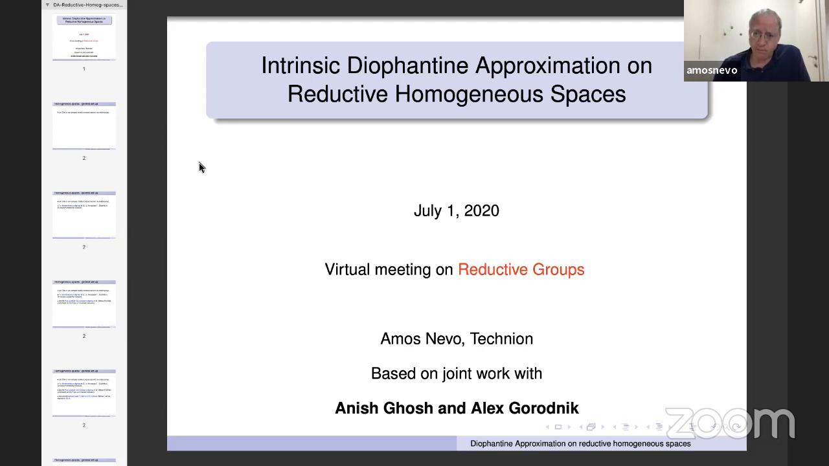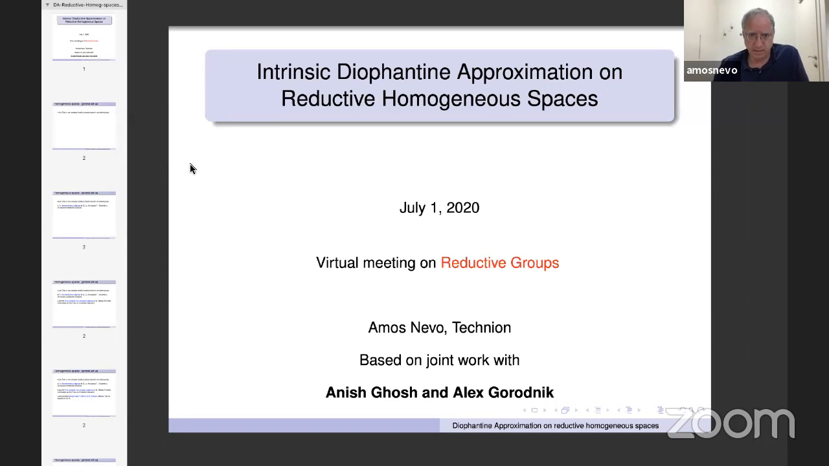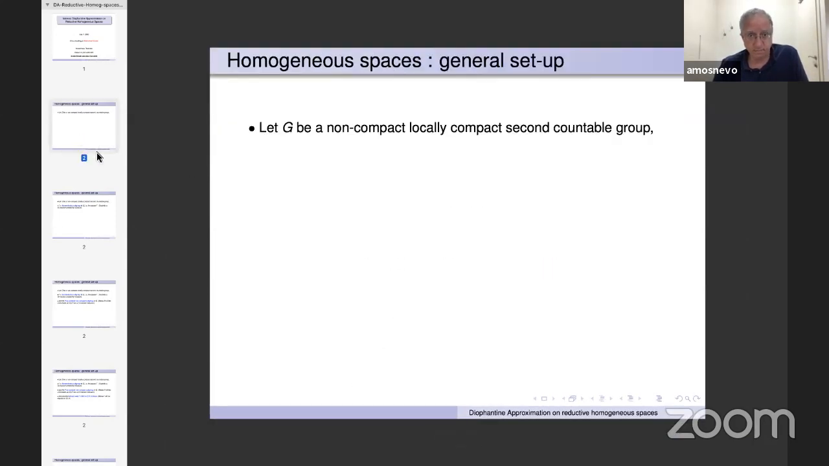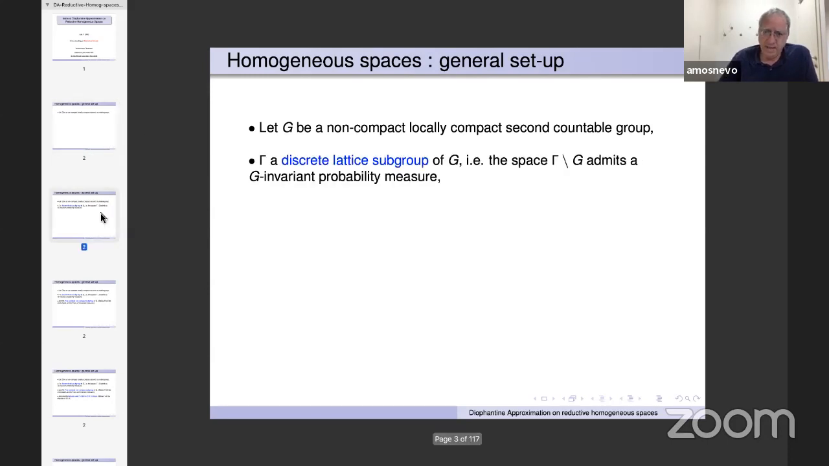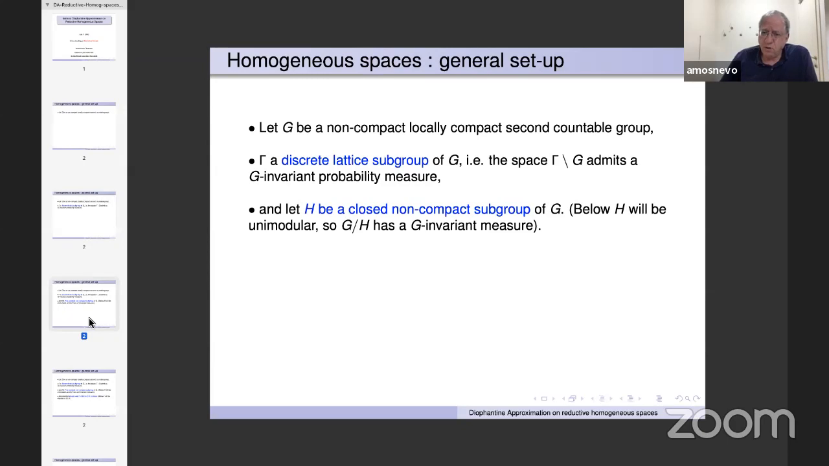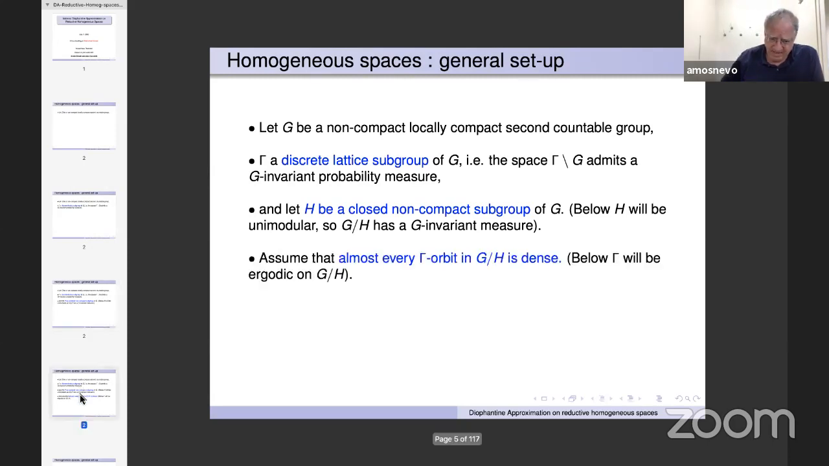So let's start by formulating the following problem. We're going to consider the general setup of homogeneous spaces. Let G be a non-compact, locally compact second countable group, and Γ a discrete lattice subgroup of G, so that the coset space G/Γ admits a G-invariant probability measure. This also means that G is unimodular. We let H be a closed non-compact subgroup of G, and below H will also be unimodular, so G/H has a G-invariant measure. This is not necessary, but we're not going to talk about the non-unimodular case in this talk. It involves a lot of overhead. And we assume that almost every Γ orbit in G/H is dense.